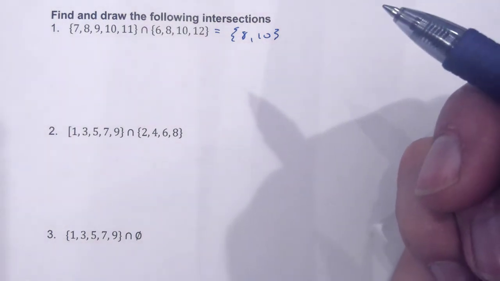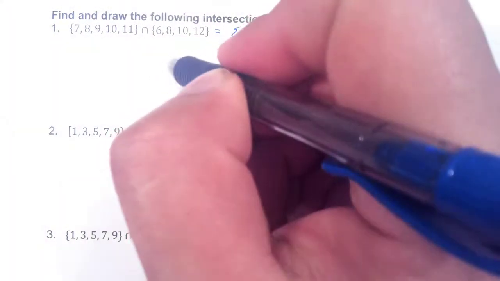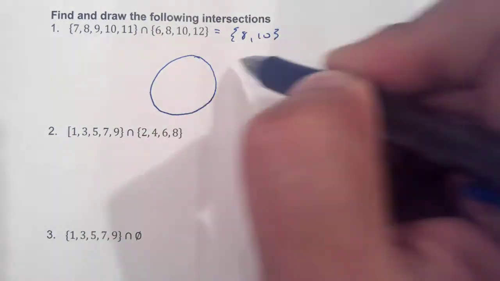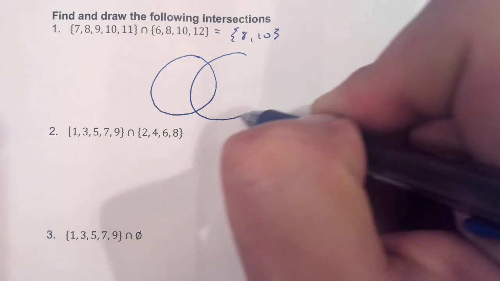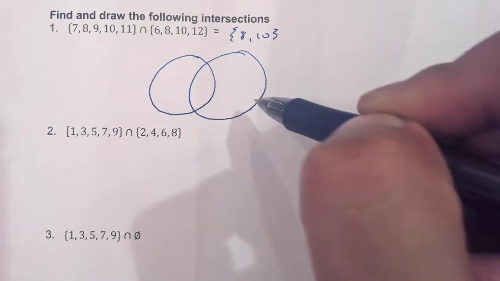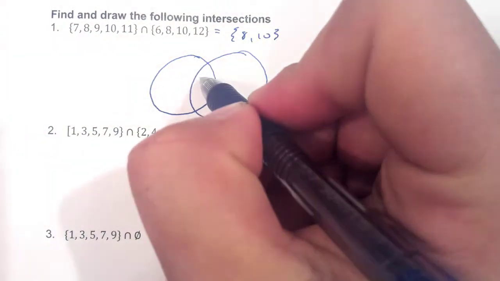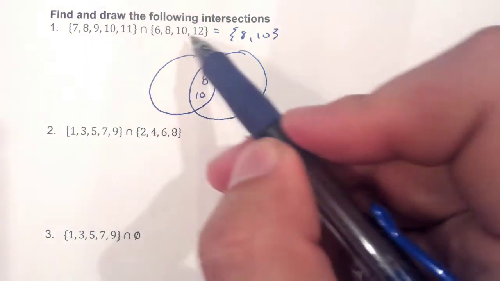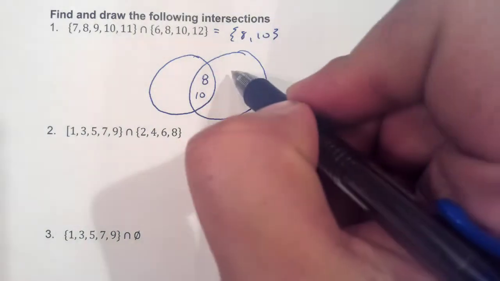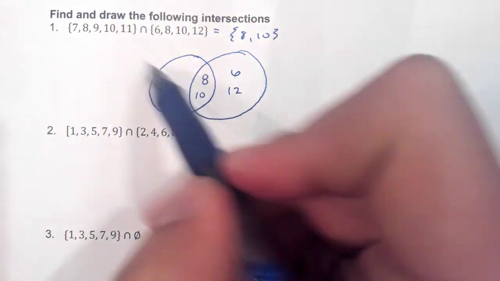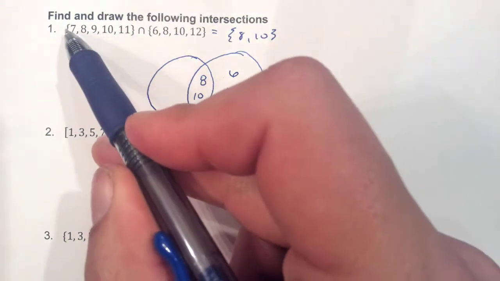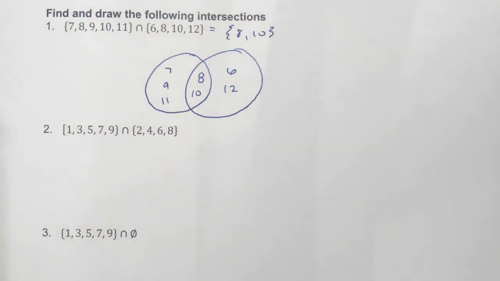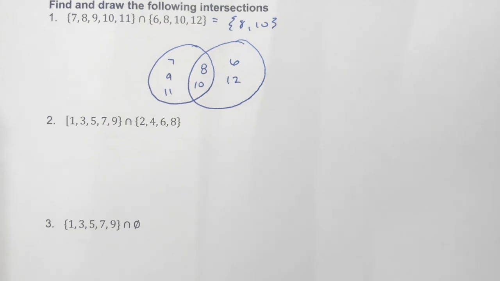Okay, so we found the intersection. Now let's draw that. So we just really need two circles. And it's easiest when you're drawing these pictures to start from the middle and work your way out. So what's in both of them? 8 and 10. And then over here to the right would be the other numbers that aren't 8 and 10, so that'd be 6 and 12. And then on the left side are the numbers that are not 8 and 10, so that'd be 7, 9, and 11. So there's that intersection. Okay.